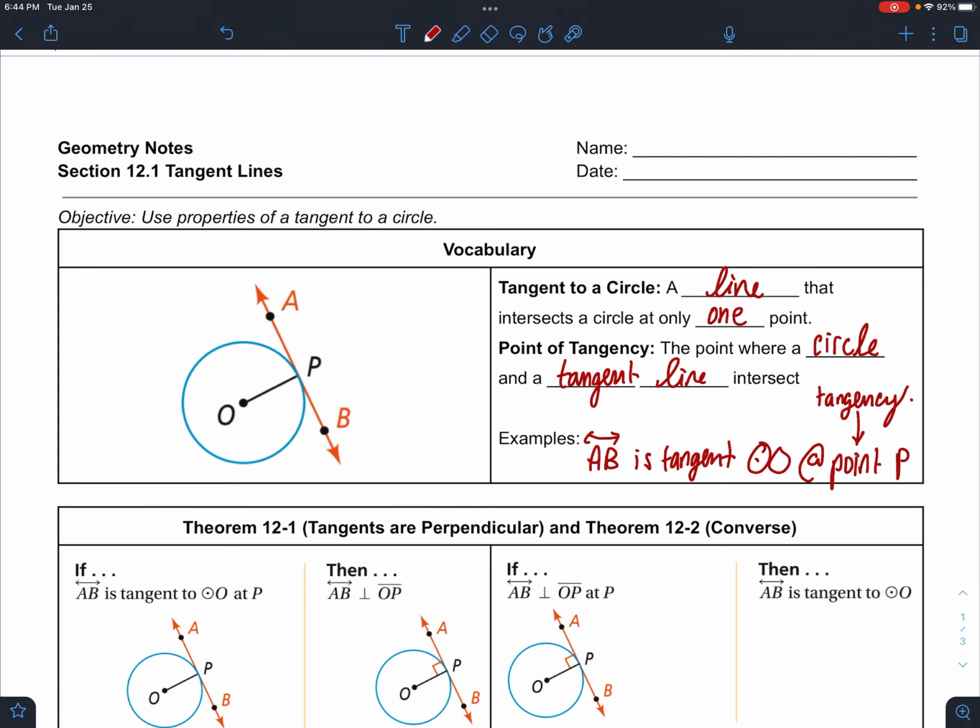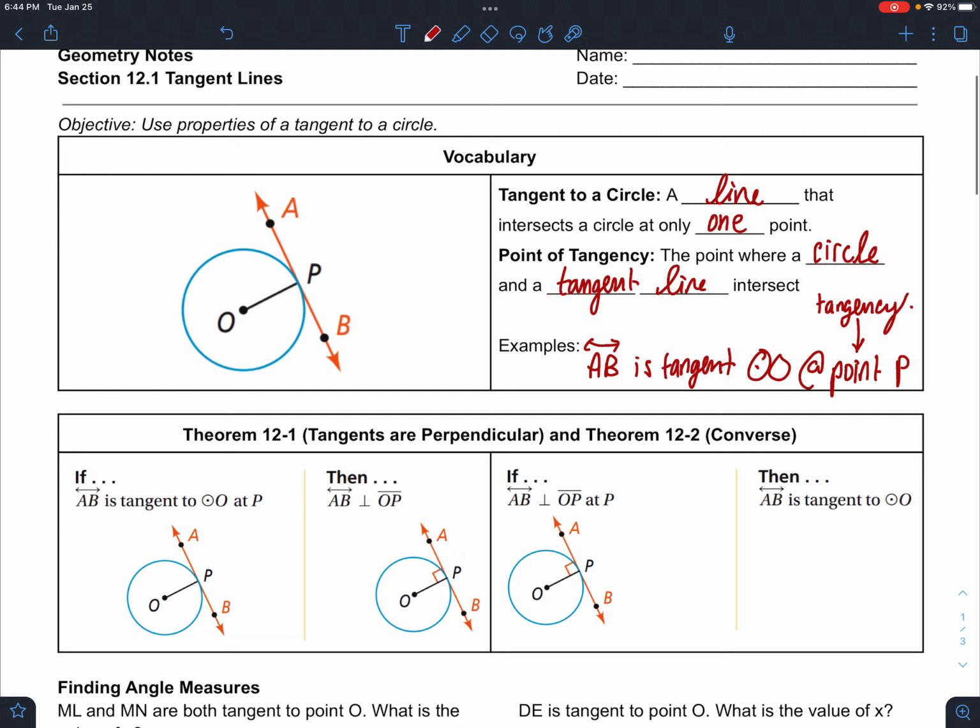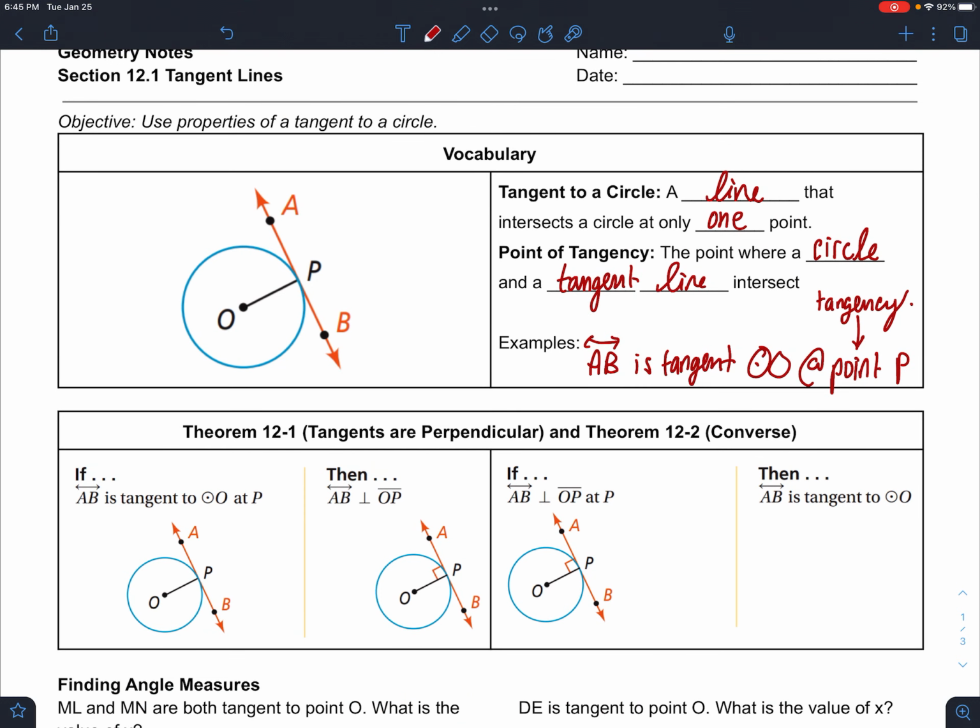Okay? So the first thing that we're going to learn is that when you have a tangent line, it creates a right angle. And that's all theorem 12.1 is saying, is if you have a tangent, then it has a right angle.